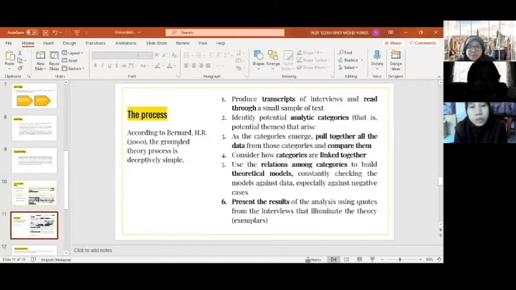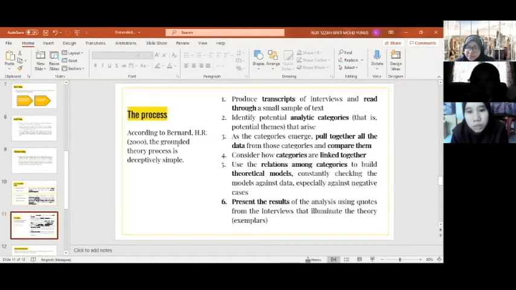First, we need to produce the transcripts of interviews and read through a small sample of text. Second, we need to identify potential analytic categories, which are potential themes that arise. Third, as the categories emerge, we need to pull together all the data from those categories and compare. Next, we need to consider how categories are linked together.